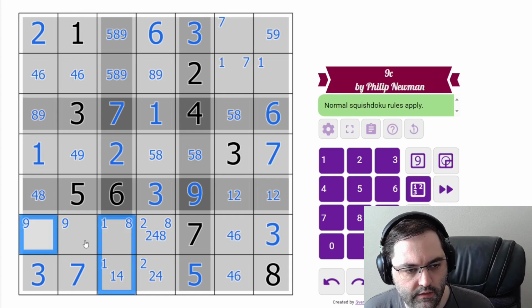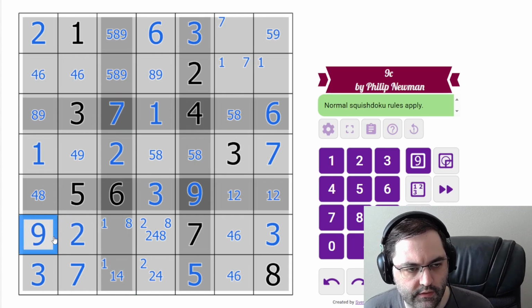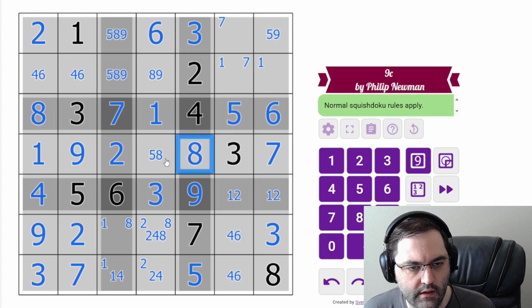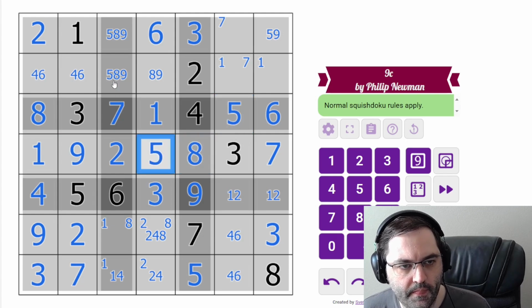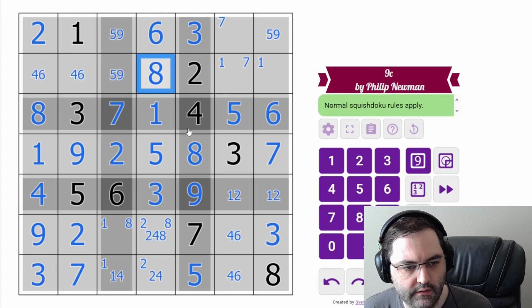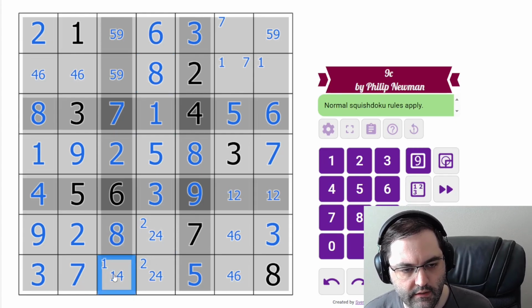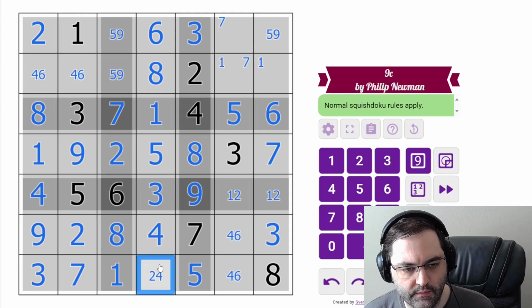2 can't go in these cells, so down here 2 goes here. That's what we're missing. This gives us a 9, 4, 8, 9, 5, 8, and 5. These aren't 8, so this is 8. That's not 8 anymore, so this is 8. This is 1. This is 4 and 2.